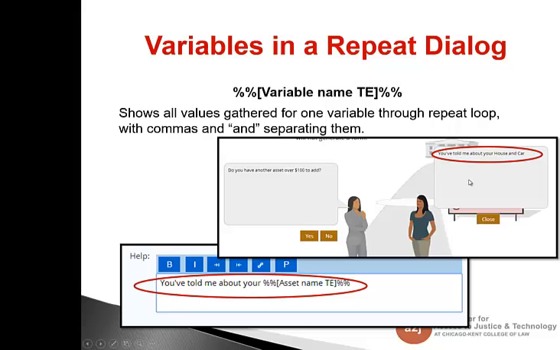So in the Learn More Answer section, you can say, you've told me about your, and use a macro to call out all the values held by asset name TE. So you've told me about your house and your car. A2J Author automatically puts the and in, and if there are 3 or more, it will put a comma and the and it will keep comma delineating for you automatically. So you can call out all the values held by that variable to help your end user.